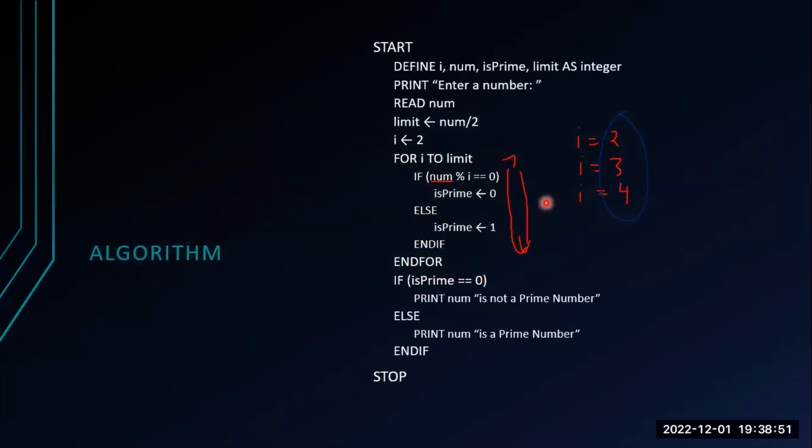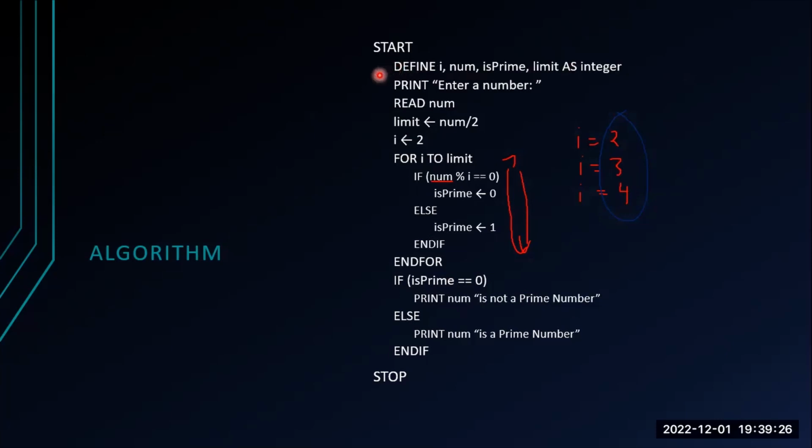So to look at the algorithm that we've done here already, we have here defined our variables that we would possibly need: an iterating variable, a variable that would take in the number, a variable that would be used to show whether it is a prime number or not by assigning a value, and a limit for us to reach.